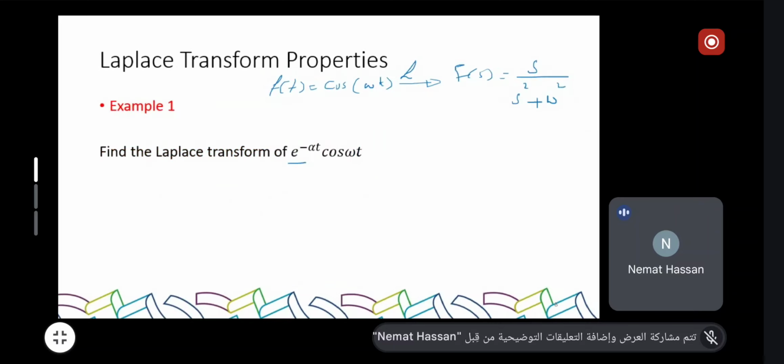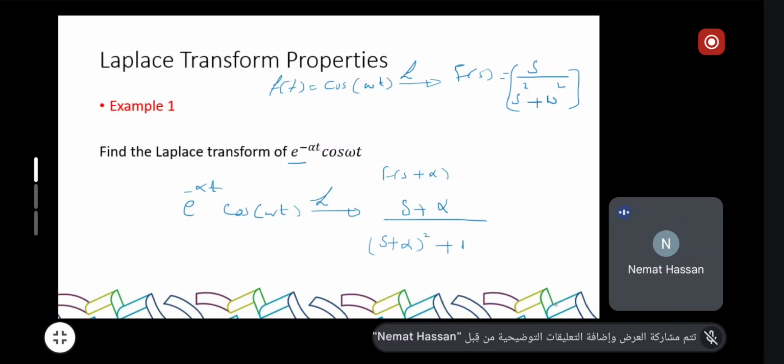We'll say that the transform of e power minus alpha t cosine omega t will be equal to this same f of s, but we said f of s plus alpha, right? So it will be s plus alpha divided by s plus alpha squared plus omega squared. So what did I do here? All I did was simply replace this s and this s by s plus alpha. Make sense? So this is how we apply that property.